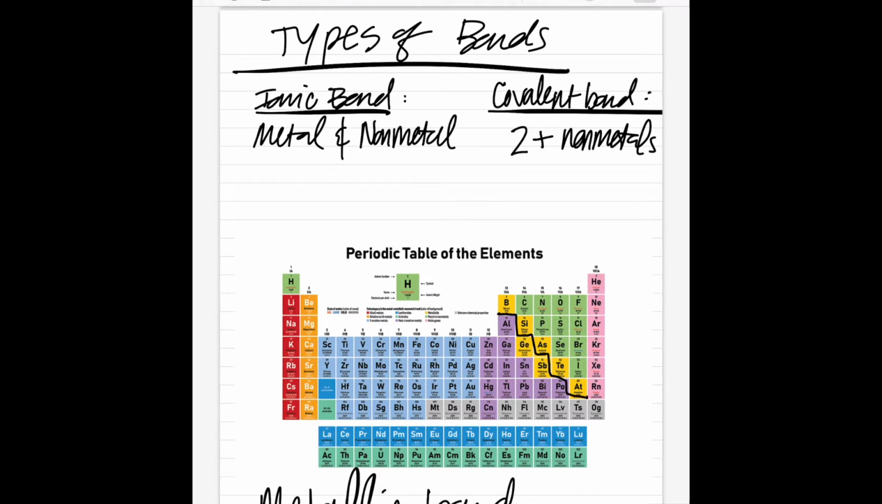All right, so that's an ionic bond, is when you have a metal and a nonmetal. When you have two or more nonmetals, that's a covalent bond. And the rules for covalent bonds or covalent compounds are very different than ionic bonds. Everything that we have done up until this point is for ionic compounds. Covalent compounds are very simple.